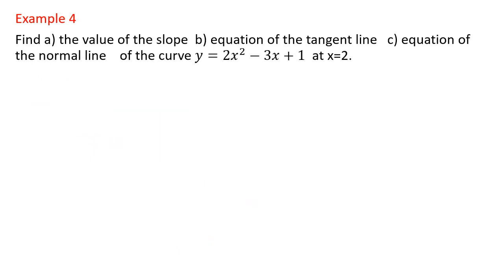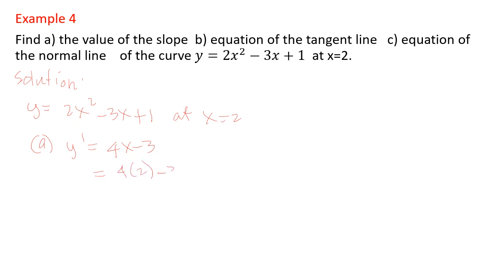So we'll continue with number 4. Find the value of the slope, equation of the tangent line, and equation of the normal line of the curve y equals 2x squared minus 3x plus 1 at x equals 2. So your solution: y equals 2x squared minus 3x plus 1 at x equals 2. So letter A, y prime equals 4x minus 3 equals 4 times 2 minus 3 equals 5.